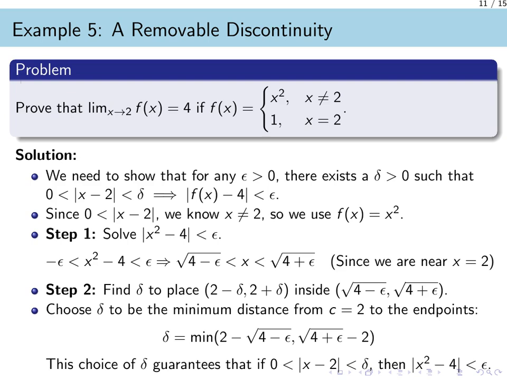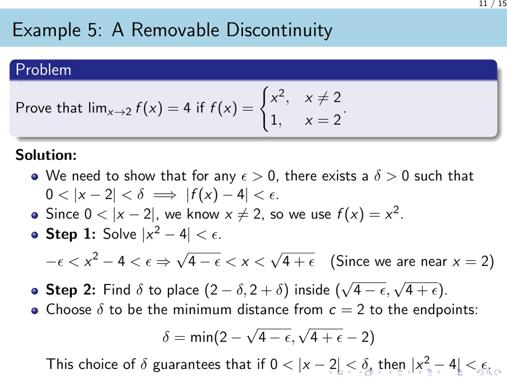First, we solve the inequality, where the absolute value of x squared minus 4 is less than epsilon, to find the corresponding interval of x values. This gives us an open interval from the square root of the quantity 4 minus epsilon to the square root of the quantity 4 plus epsilon.